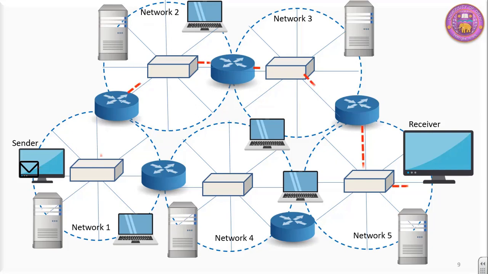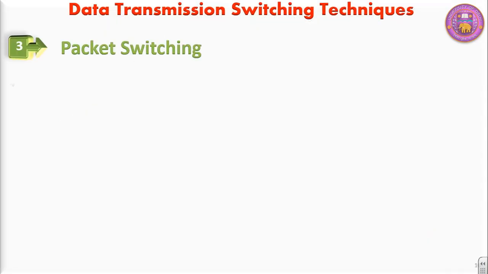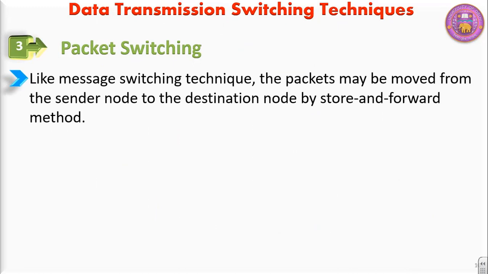In the packet switching technique, the second packet may take a different path. For example, this green one, it is another packet and it is taking a different route. Now both these two packets have taken two different routes. Like message switching technique, the packets may be moved from the sender node to the destination node by store and forward method. The intermediate nodes store it for the moment till the path is clear.